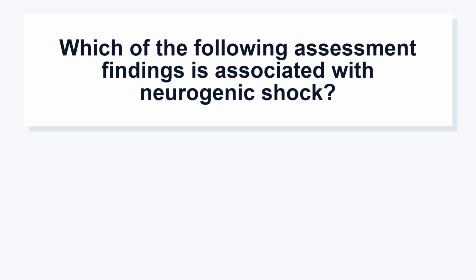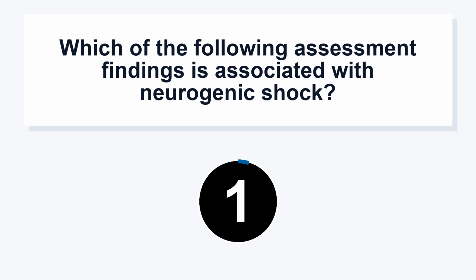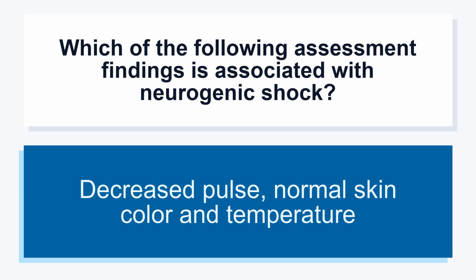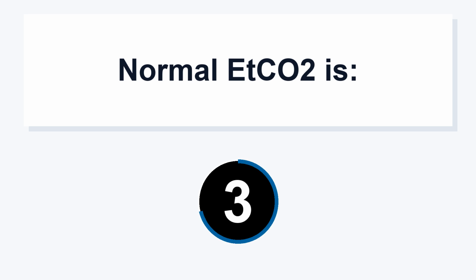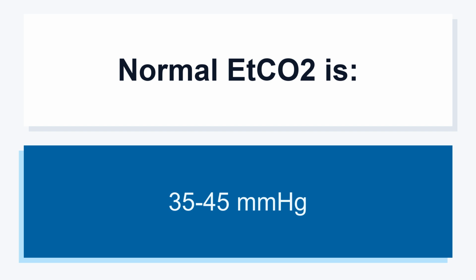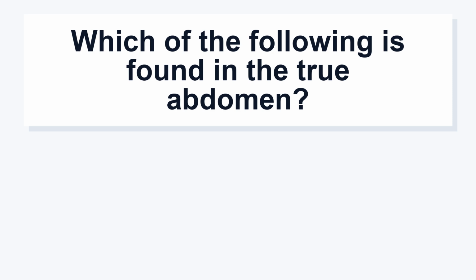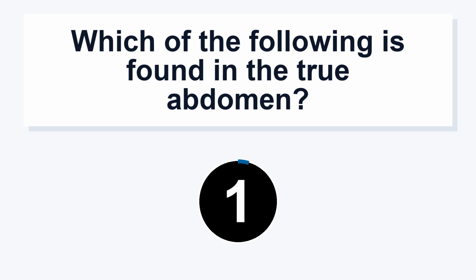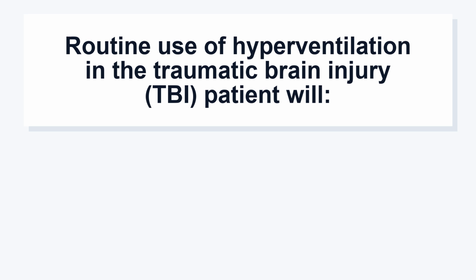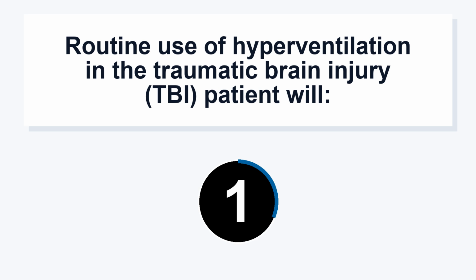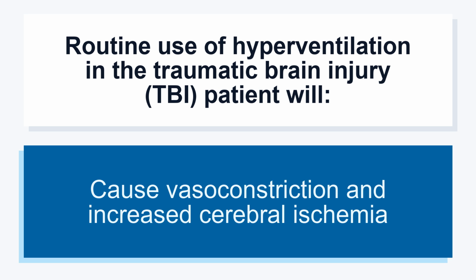Which of the following assessment findings is associated with neurogenic shock? Decreased pulse, normal skin color and temperature. Normal EtCO2 is 35 to 45 mmHg. Which of the following is found in the true abdomen? Small intestine. Routine use of hyperventilation in the traumatic brain injury, TBI, patient will cause vasoconstriction and increased cerebral ischemia.